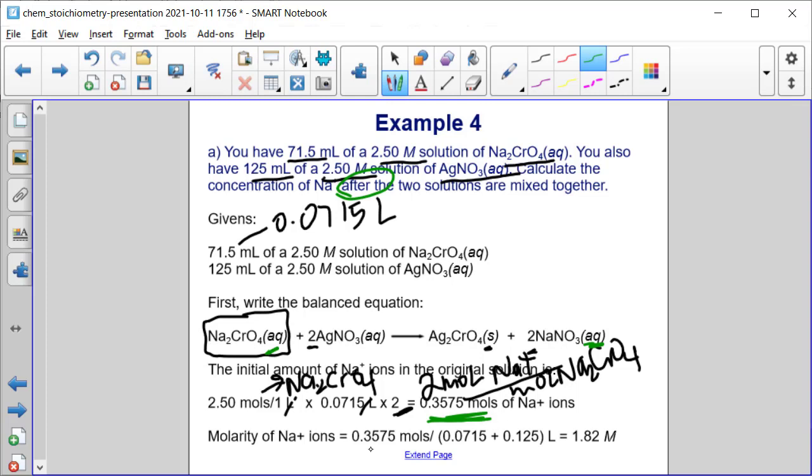So I've just taken this 0.3575 moles, and again, I'm trying to find the concentration, which is moles per liter. So I'm going to take my moles and divide by, now this liters is the total number of liters of the two solutions mixed together. So 0.0715 liters plus, of course, 125 in liters is 0.125. So I combine those two volumes and I get an Na+ concentration after the solutions are mixed together of 1.82 molar.